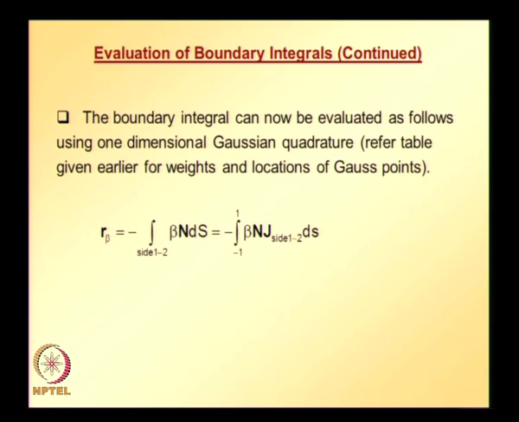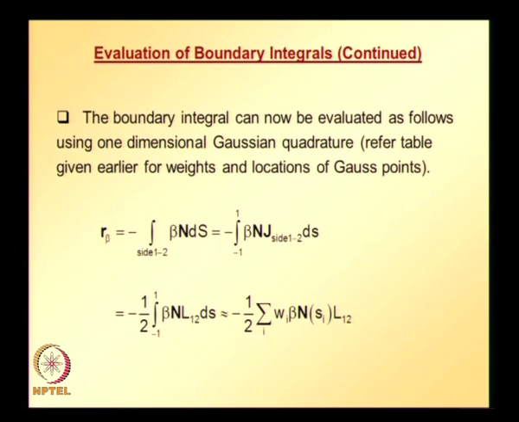So the previous integral now takes this form: the integral on side 1 2 is replaced with the integral from -1 to 1, because D capital S is replaced with j times D small s, and now substituting the shape function vector along side 1 2 we can evaluate this integral once beta is known, in this manner using one dimensional Gaussian quadrature.